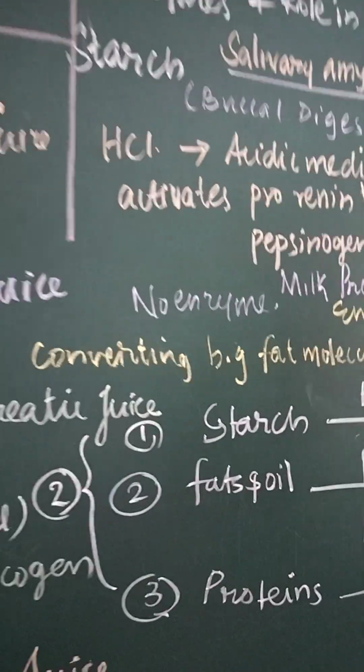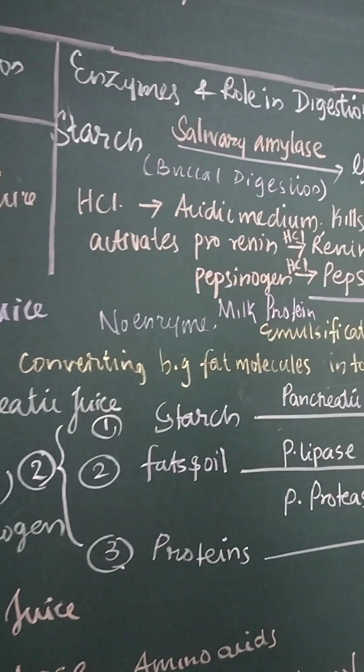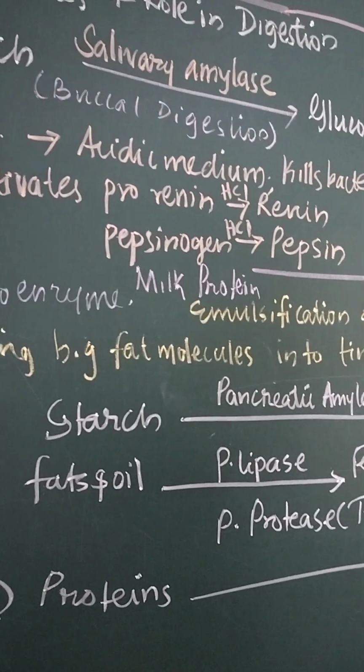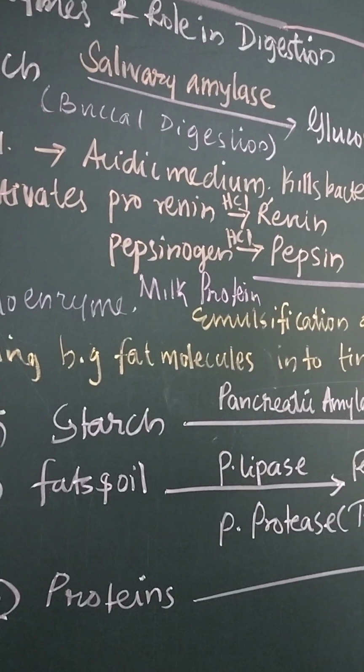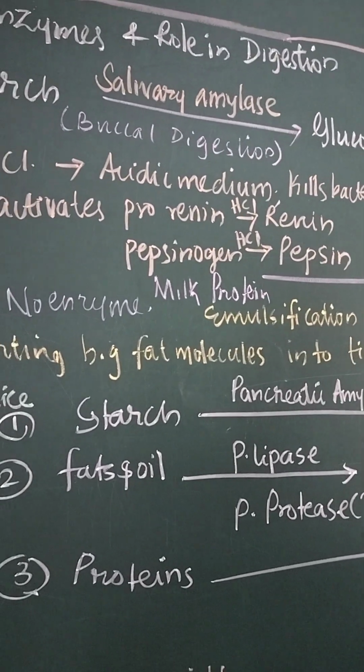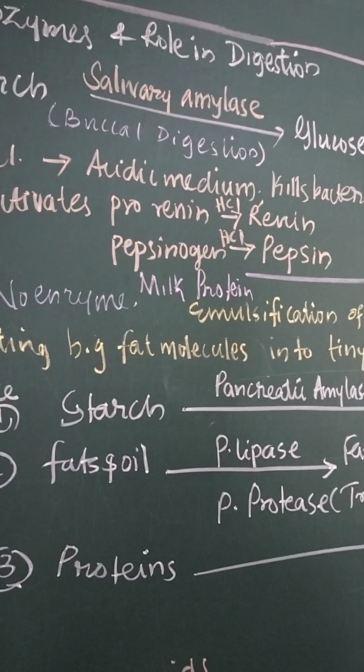The bile juice contains no enzymes. Its main function is emulsification, which converts the big fat molecules into tiny fat globules for facilitating fat digestion.